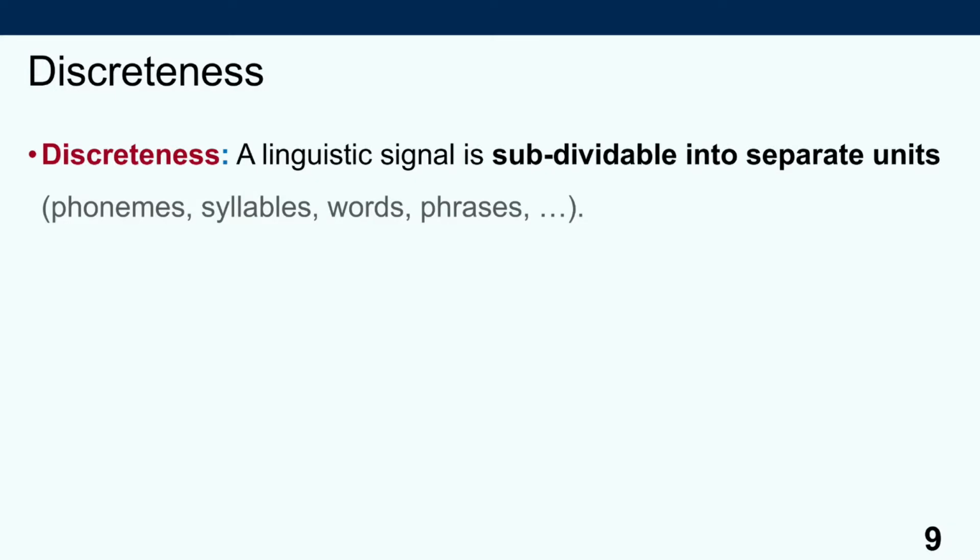Now, if you've been following this course from the start and you've been paying at least a slight bit of attention throughout, then you'll of course be well aware that we've been spending a huge amount of time trying to account for the combinatorial possibilities of the discrete units that language is made up of. Therefore, one of the key properties of language, of course, is discreteness. Discreteness refers to the fact that a linguistic signal is subdividable into separate units. For example, phonemes, syllables, words, phrases, sentences, and so on.